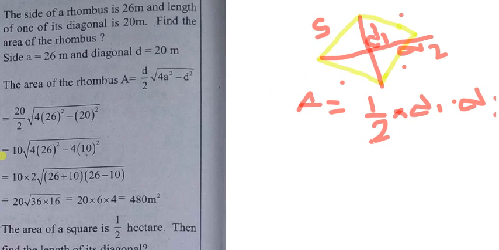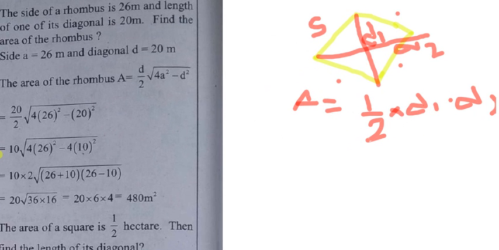Okay, I will draw here once again. Here this complete side is 26. This total diagonal is 20, so from this point to this point is 20. Then how much is it from here to here, this point to this point? It is 10. Okay, this is 26 and this is 10.